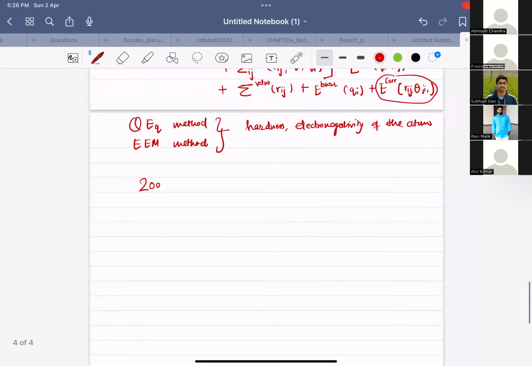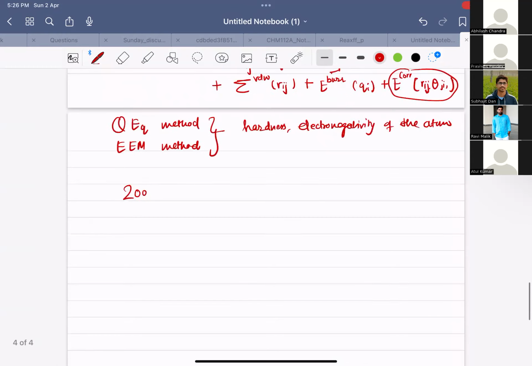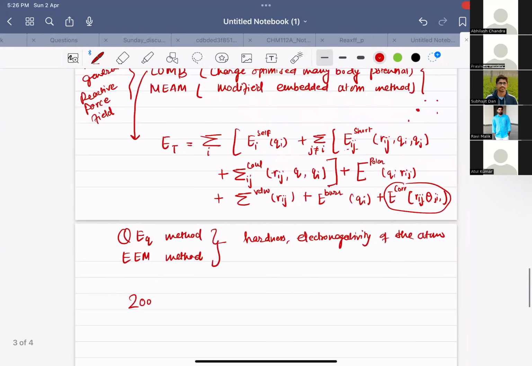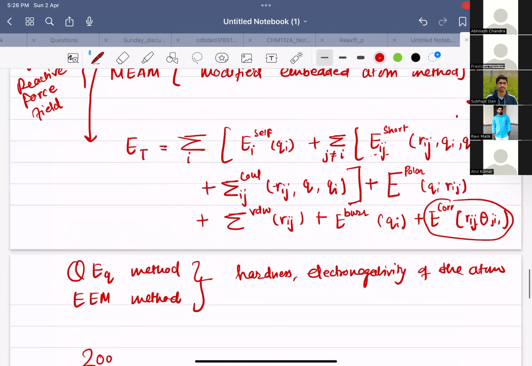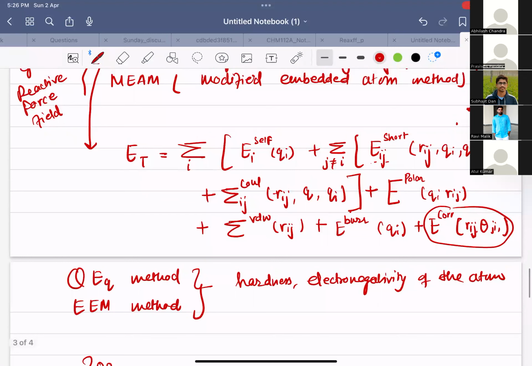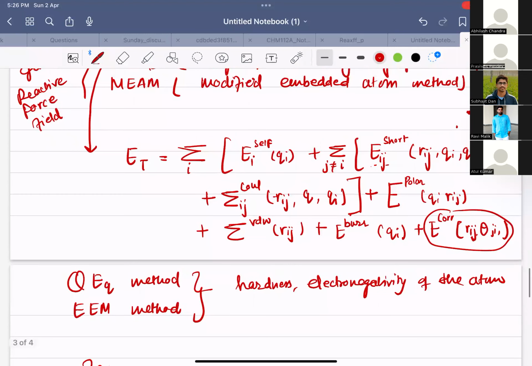I want to interrupt. Go to the above equation. I want to understand how it takes into account the bond breaking and bond formation event. That EIJ short is the term which basically determines the bond breaking and bond making. Here we have EIJ short, RIJ, QI, QJ.